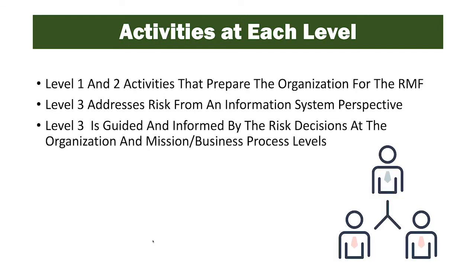Activities in risk management occur at each level. At level 1 and 2, activities prepare the organization for the RMF. Activities at level 3 are guided and informed by risk decisions at the organization and mission business process levels. That means those things at level 1 and 2 support what we're doing at level 3. They give us the guidance and vision of how we need to implement risk management, how we implement those security controls on our system, how we determine what is critical to do and what things maybe can be waived.